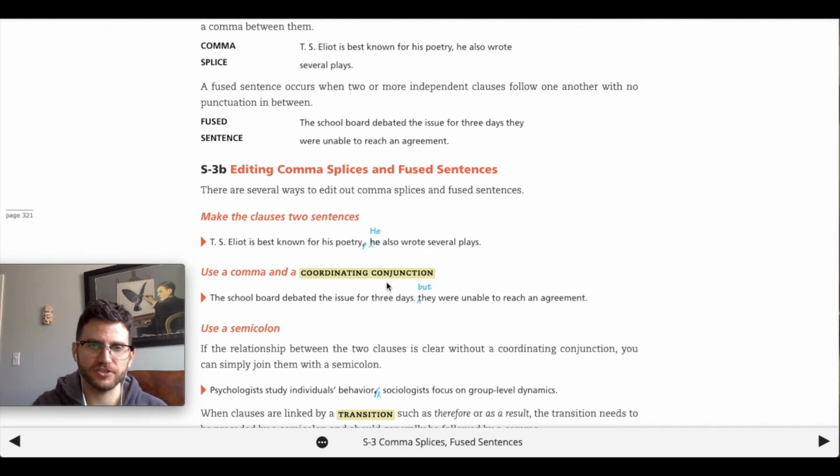Okay, look at the way your book fixes this sentence. The school board debated the issue for 3 days. Complete thought. School board is my subject, debated is my verb, the issue is the object. Complete thought. They were unable to reach an agreement. Also a complete thought. They, subject, were, verb. Okay? So I've got to separate them somehow. Could I make those two separate sentences? Yes, but your book suggests, again, using a comma and coordinating conjunction, and they use but here. The school board debated the issue for 3 days, comma, but they were unable to reach an agreement.